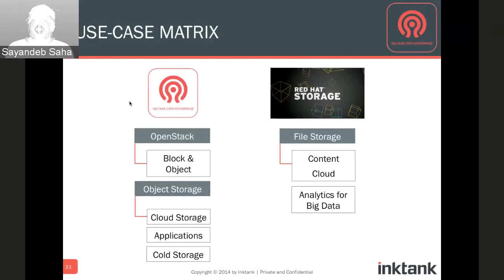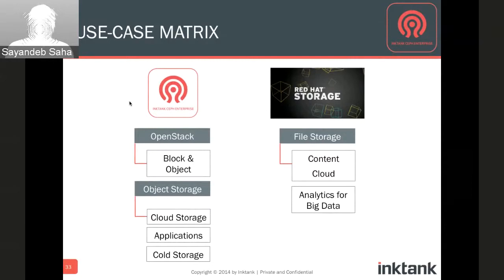The file component of Ceph is a work in progress, and there are specific use cases for Red Hat storage where it's being tuned to do specific file workloads. For example, Hadoop analytics, or big data analytics, backup target for Commvault. We're working on a Splunk white paper. One can use Red Hat storage for cold storage for Splunk. So any kind of file use cases, use Red Hat storage.